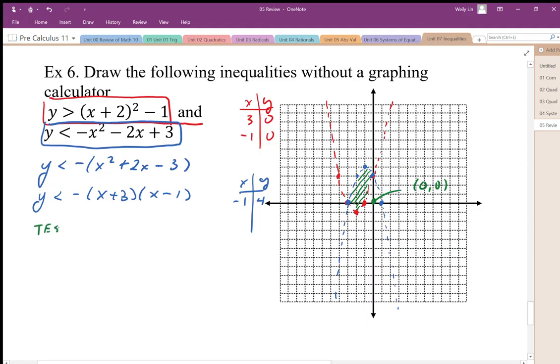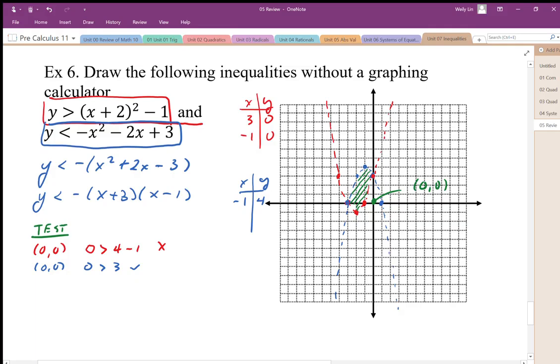I'm going to test 0, 0 in the red, and I end up with 0 is greater than 2 squared minus 1, and that does not work. Because it doesn't fit one of them, we already know that this region doesn't work. We don't really need to test the other anymore because we already established it doesn't work in one of them, but it does actually work in the other one. So it's below, but not above.